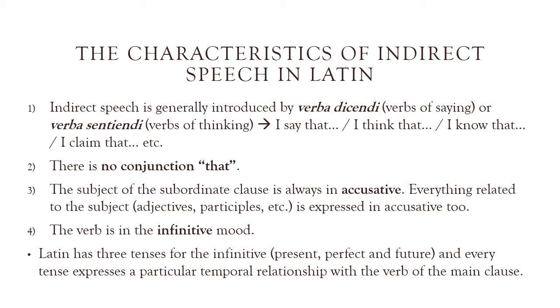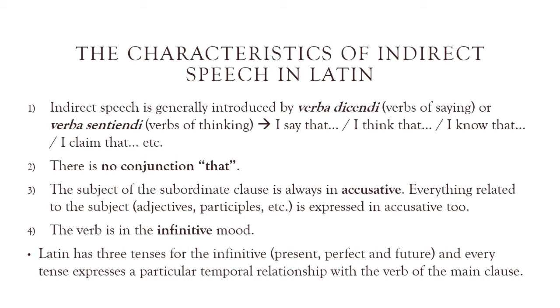And so how do you recognize it? You recognize it because the third feature is that the subject of the subordinate clause is always in the accusative. Of course, everything related to the subject, so adjectives, participles, etc., is expressed in the accusative too. Another distinctive feature is that the verb is in the infinitive mood. So now everything sounds kind of theoretical, but you will be able to understand what I'm talking about when we reach the section of the examples.